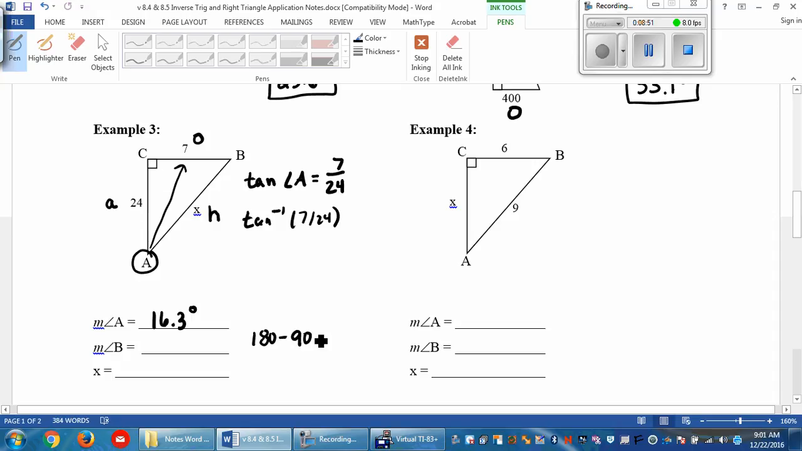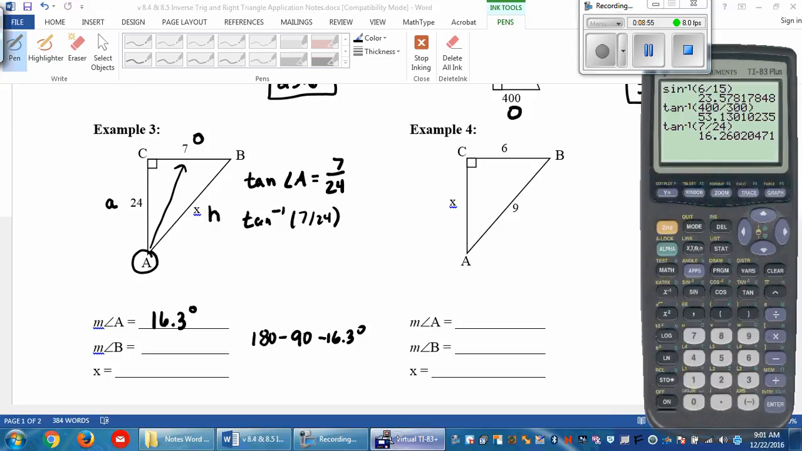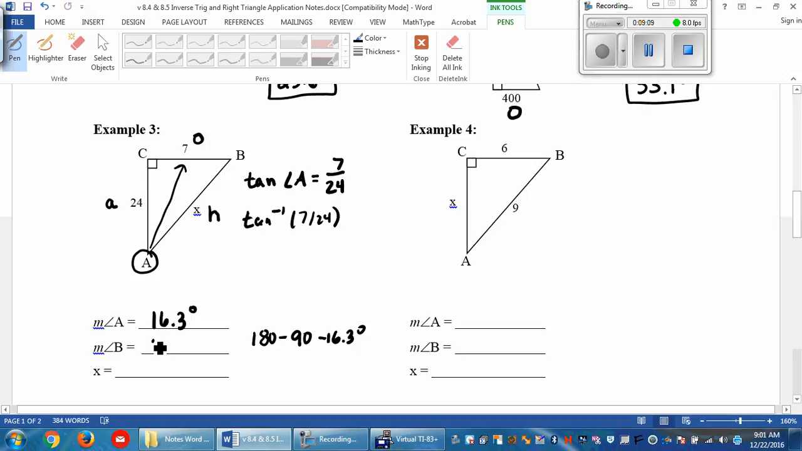angle, and then minus 16.3, and that's going to give us the answer that we want. 180 minus 90 minus 16.3. That would give us that this angle measure is 73.3 degrees. If not, you can set it up and do your trig function from there and solve.